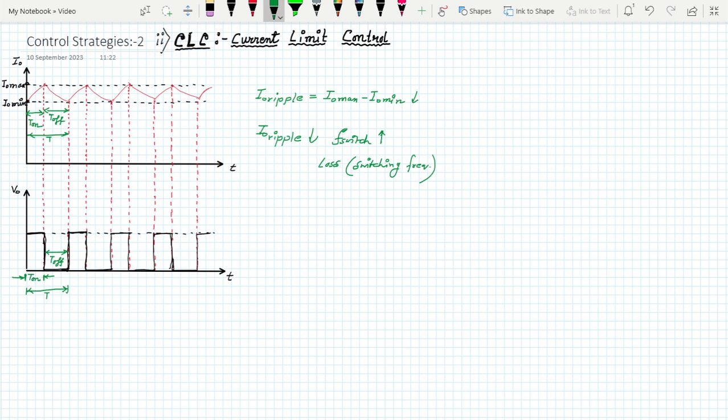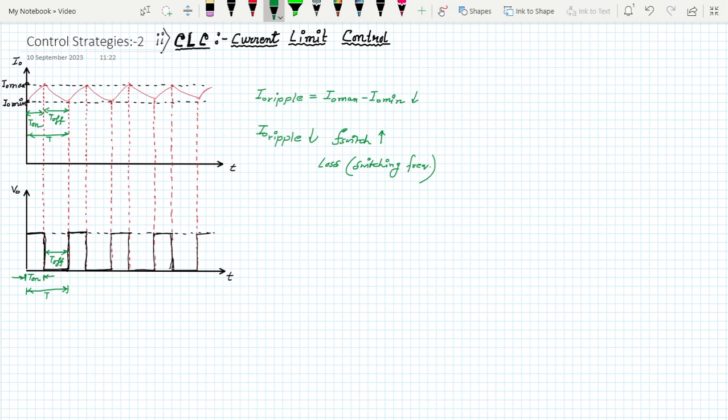And now, comparing the control strategies of the current limit control with the time ratio control, time ratio control is better, but PWM specifically in the time ratio control is preferred to the current limit control due to this. Other reasons are also discussed later.